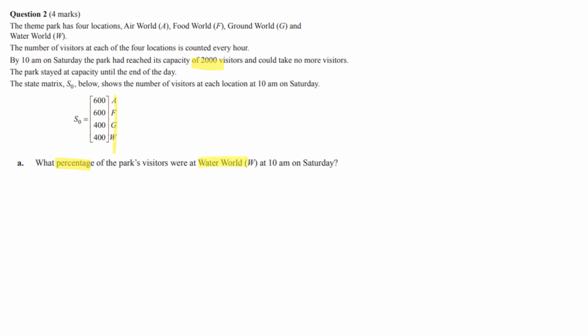were at Waterworld? So if you look on the table, Waterworld is 400. So that's going to be 400 out of 2,000, and you're going to times by 100 to get the percentage. You can probably see that that's 4 out of 20, which is 2 out of 10, which is 20%. Most people got that right.